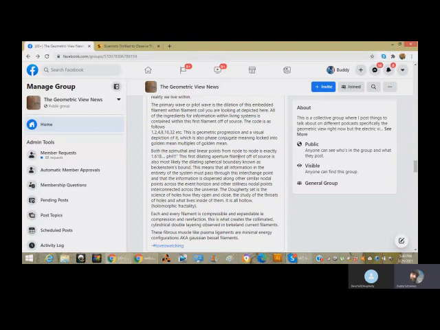Both the azimuthal and linear points from the node to node is exactly 1.6 phi. This first dilating aperture filament off of source is most likely the dilating spherical boundary known as Bekenstein's bound. This means that all information in the entirety of the system must pass through this interchange point, and that the information is dispersed along other similar nodal points across the event horizon and other stillness nodal points interconnected across the universe. The Doherty set is the science of holes, how they open and close, the study of the throats of holes and what lives inside of them.